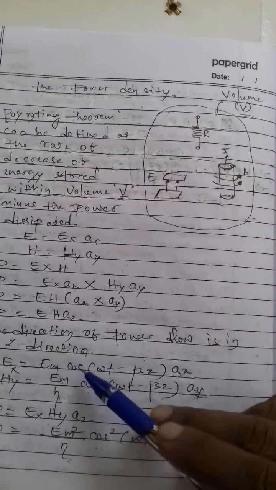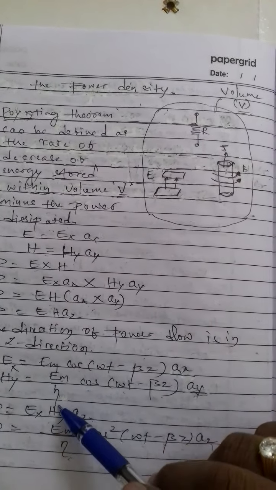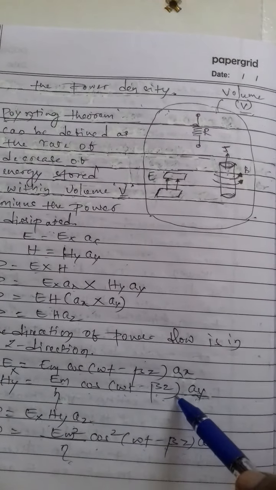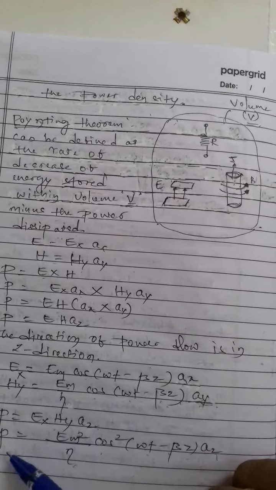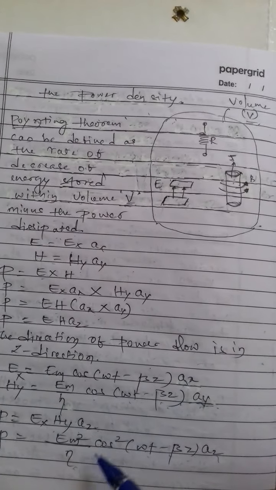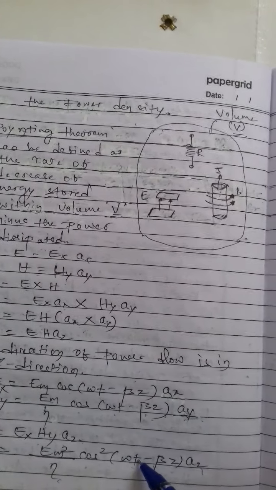Ex is equal to Em cos of omega t minus beta z ax. Hy is equal to Em upon eta cos of omega t minus beta z ay. P is equal to Ex Hy az, so P is equal to Em square upon eta cos square of omega t minus beta z az.